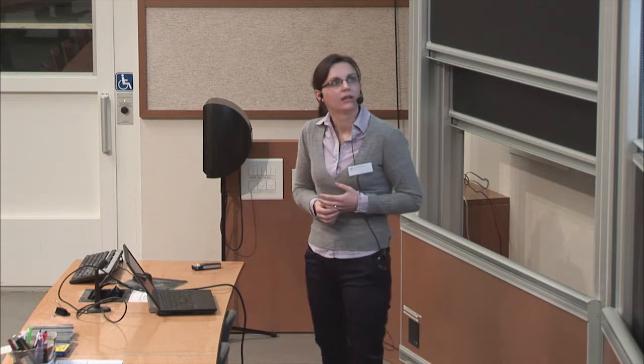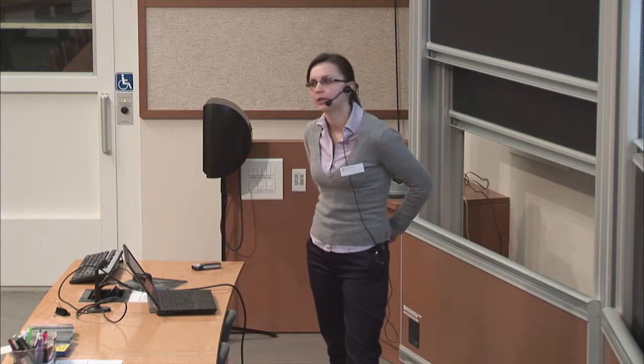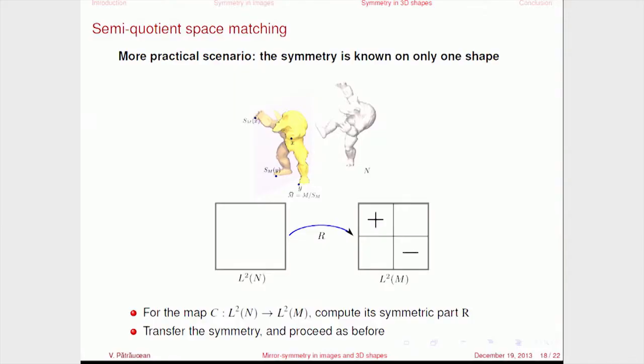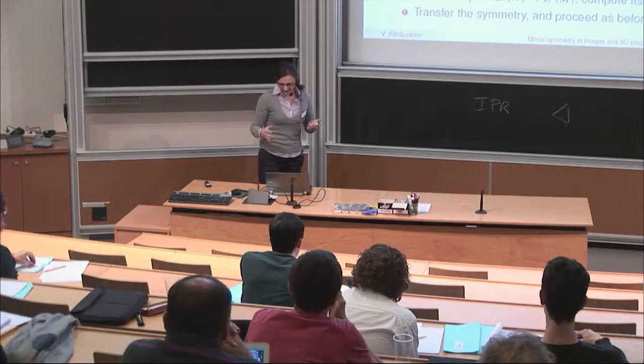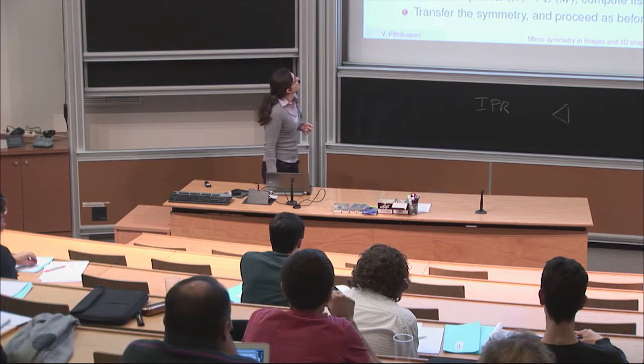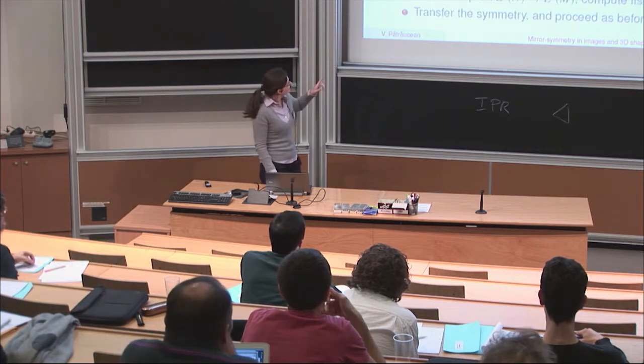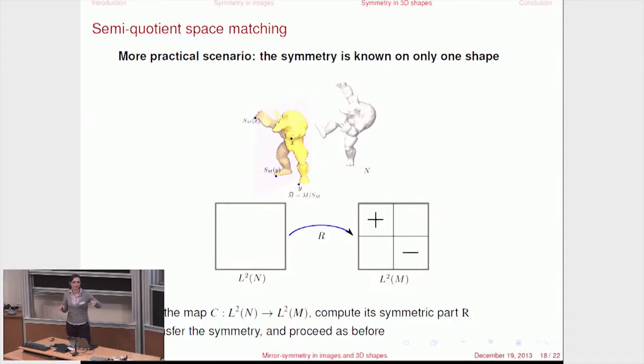We can still do this. If we know the symmetry on one shape, we can still do this by projecting on the vector space that we know, and then we can transfer the symmetry and proceed as before to compute the point-to-point maps. I'm not going into details, but I can answer questions if you're interested. In this part, when you don't have the symmetry on one shape, you can transfer it actually. If you know it on one shape, you can transfer it on another shape, and this is very interesting.